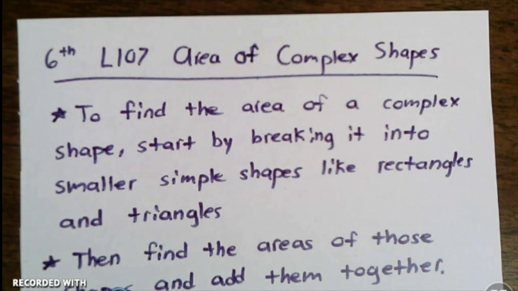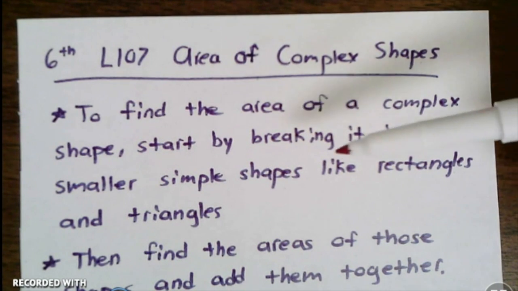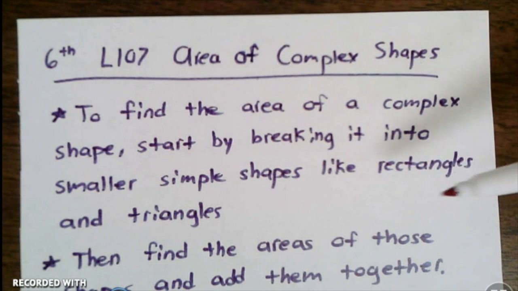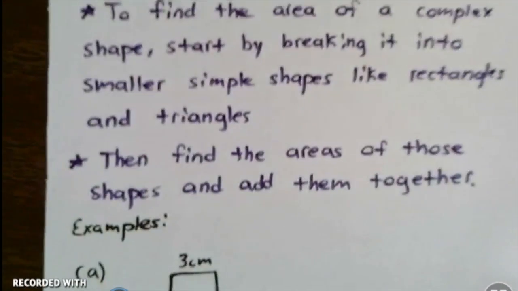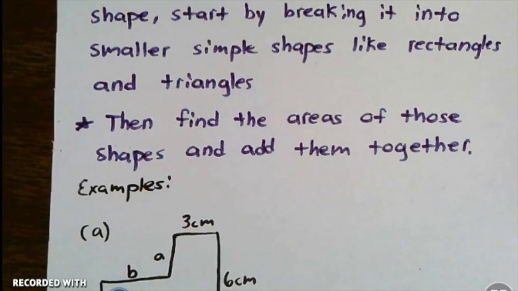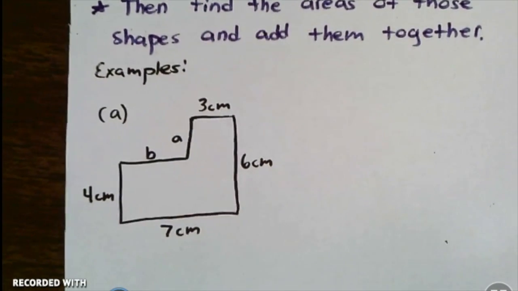Graders, and welcome to lesson 107 on finding the area of complex shapes. This lesson is pretty similar to the one we did with perimeter, in that first we're going to break the complex shape into smaller simple shapes like rectangles and triangles. In fact, in this lesson you only need to use rectangles, but sometimes in the future there might be triangles also. Then you find the area of those smaller shapes and then you add all the areas together. Let's jump into the first example.